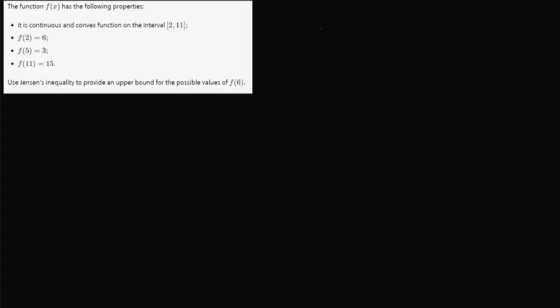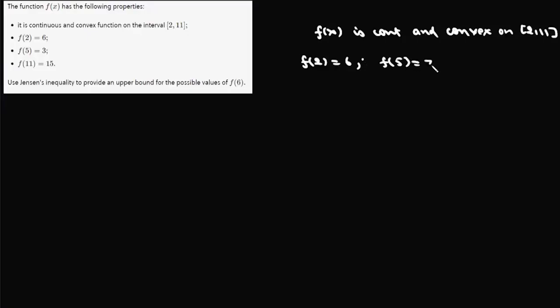Now let us take up an example. Here the question is, if f(x) is a continuous function and it is convex on the interval 2 to 11. So we are given f(x) is continuous and convex on the interval 2 to 11, and we are given that f(2) equals 6, f(5) equals 3, and f(11) equals 15. Then using Jensen's inequality, we have to find an upper bound for the possible value of f(6).